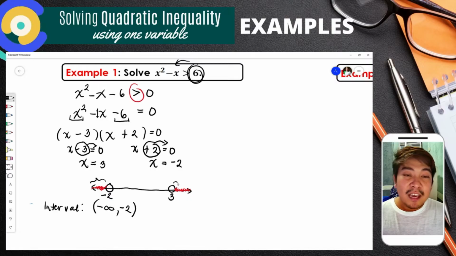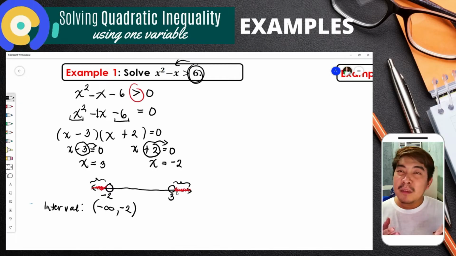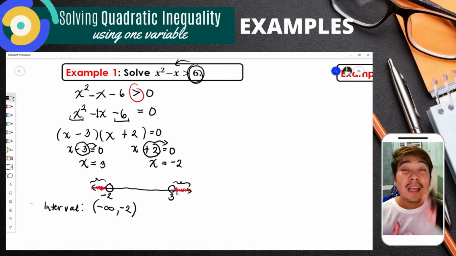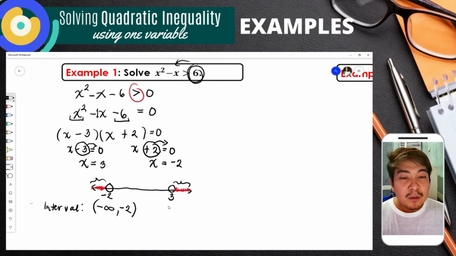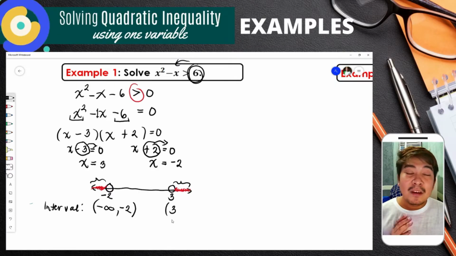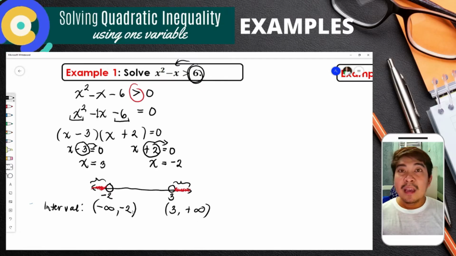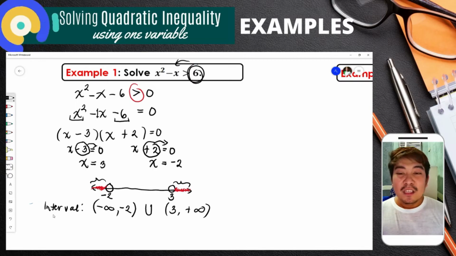And then, how about this side of the graph? Kung mapapansin natin yung mga points dyan, ano yung points na mas mataas sa 3? That will be 4, 5, 6, 7, up to the positive infinity. So dito muna tayo sa critical point na 3. Again, we will be using parentheses since si 3 ay hindi kasama doon sa ating solution set. Comma, so this side of the graph will be positive infinity. And if you can see, we have here two intervals. Since two intervals sila, kailangan natin silang pagsamahin using the union sign. So this will be the interval notation. Ayan. So check na tayo dyan.